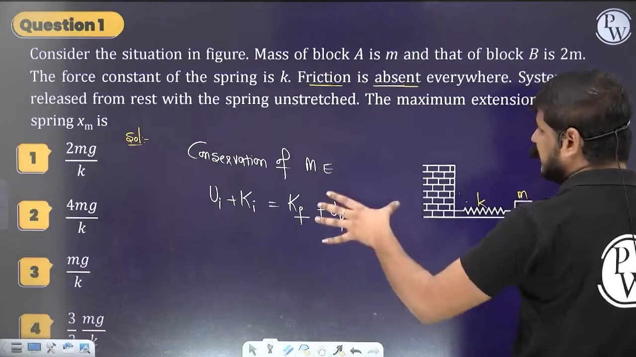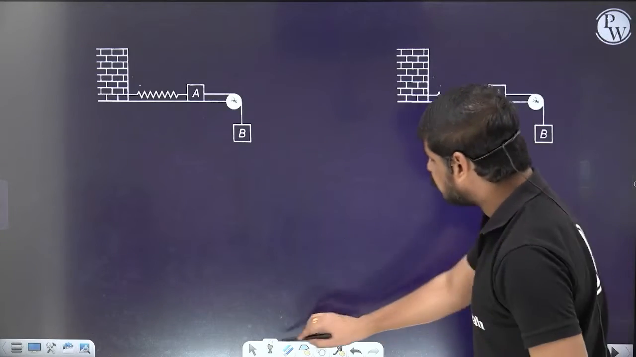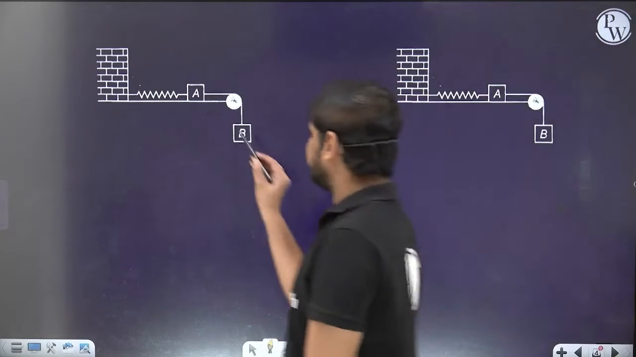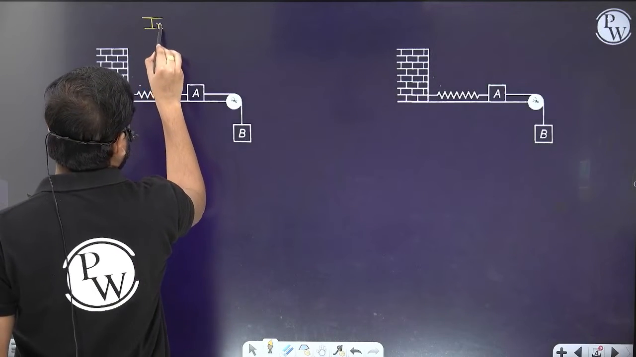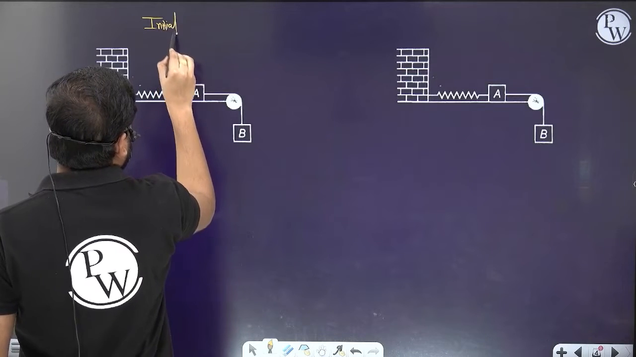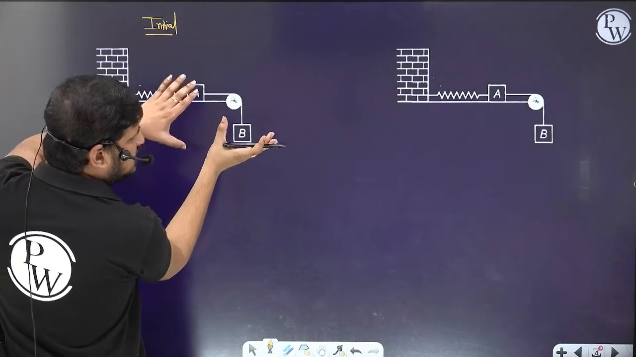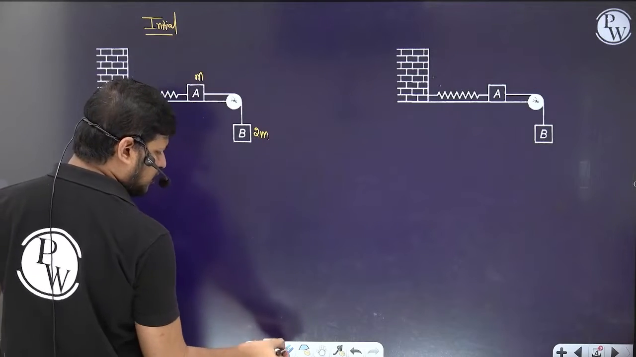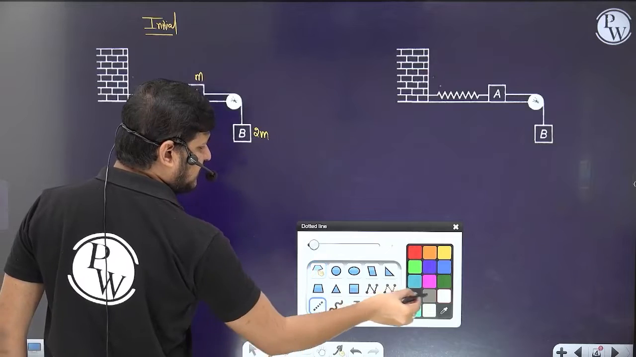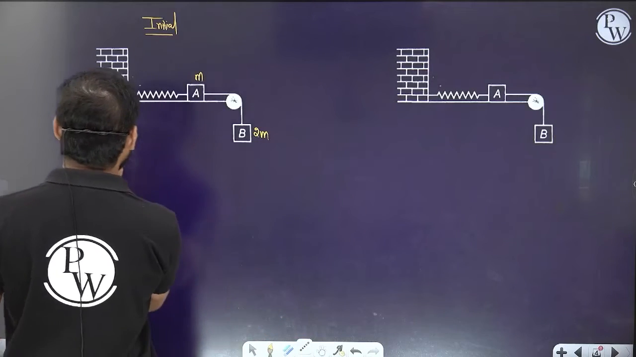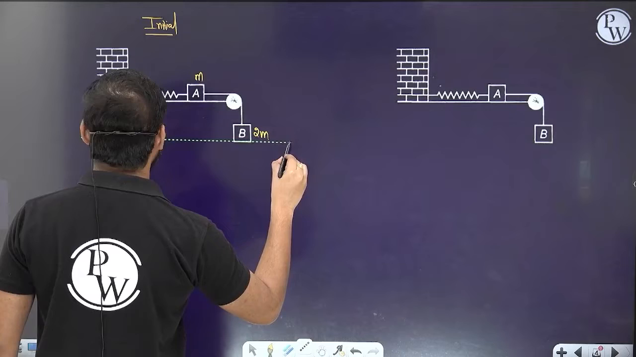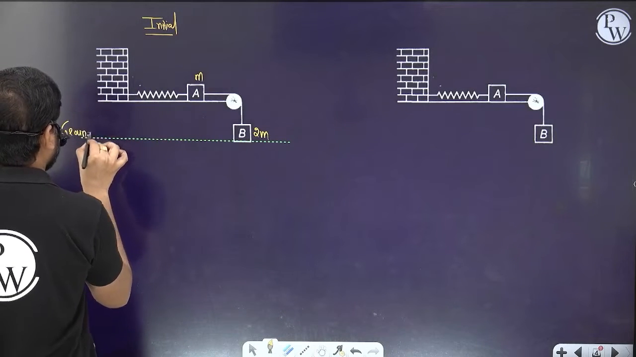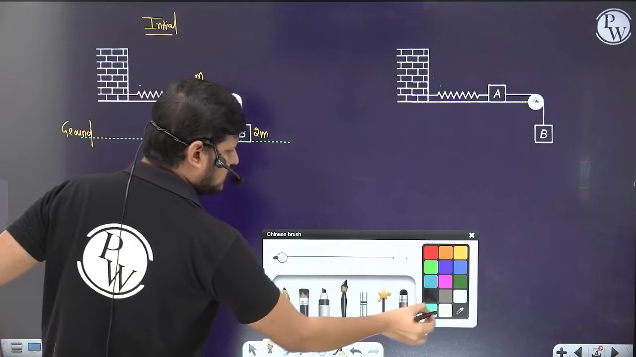Chalo, let's understand the initial kinetic energy and initial potential energy, and the final potential energy and final kinetic energy. This is the initial situation where the spring is unstretched and you are holding this mass m. Let me consider the reference: take this as the ground. This is the ground.